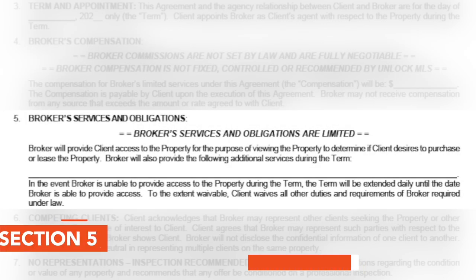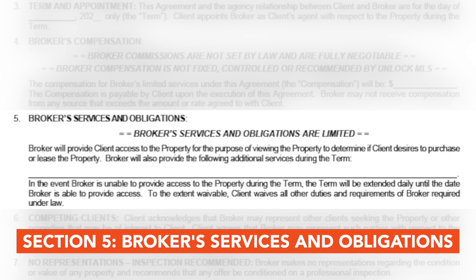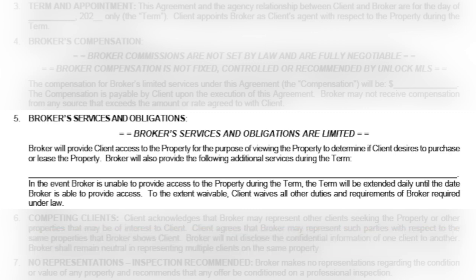The fifth section is broker services and obligations. This section indicates the limited services that you are going to provide. The form notes that you will be providing access to the property so that the client can view it to see if they are interested in buying or leasing the property. This means that this form only includes the service of showings.